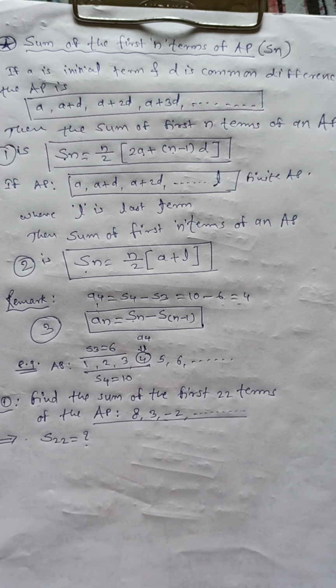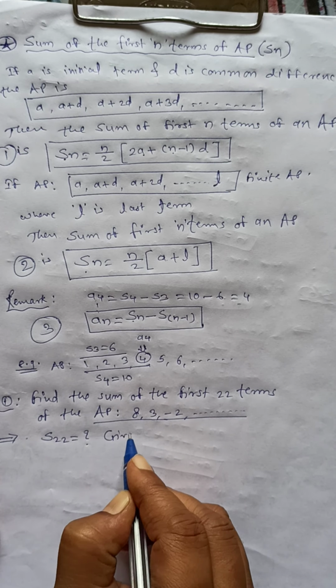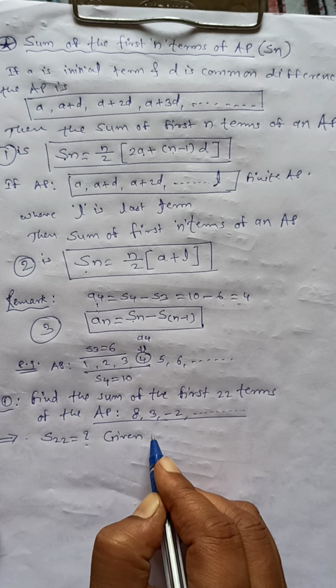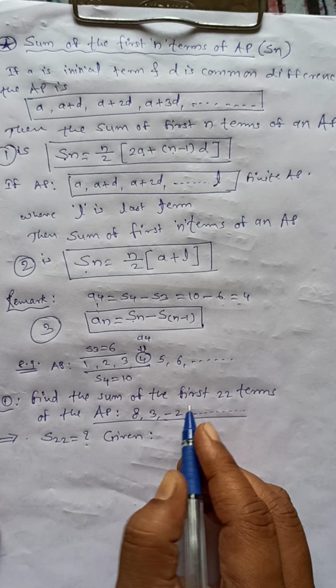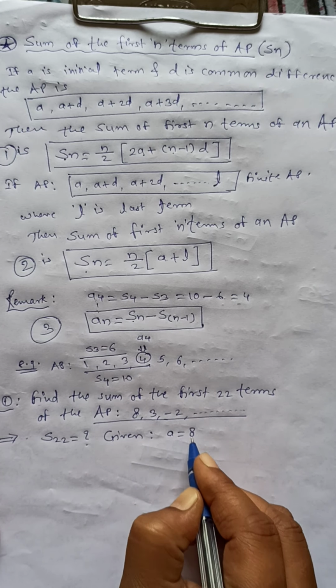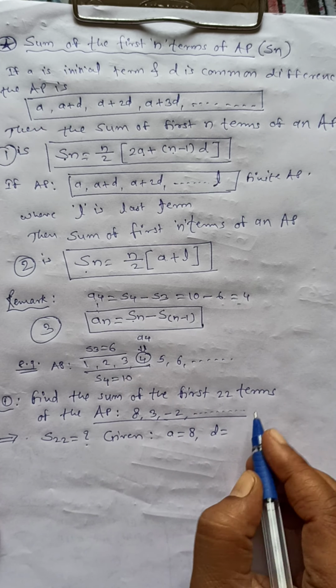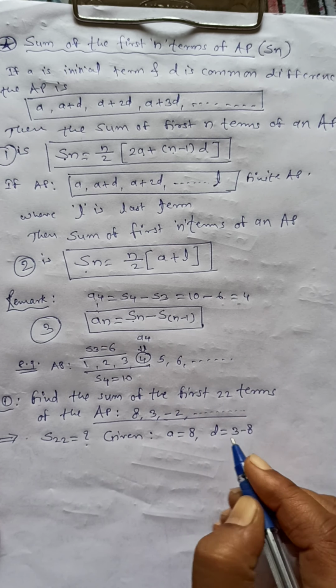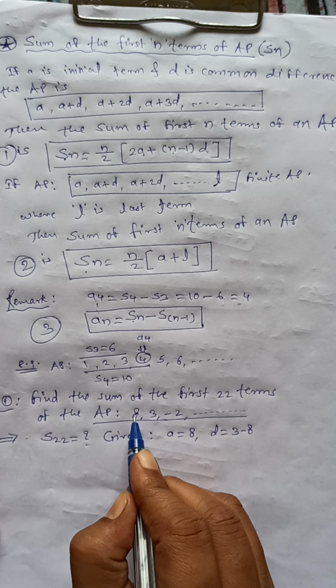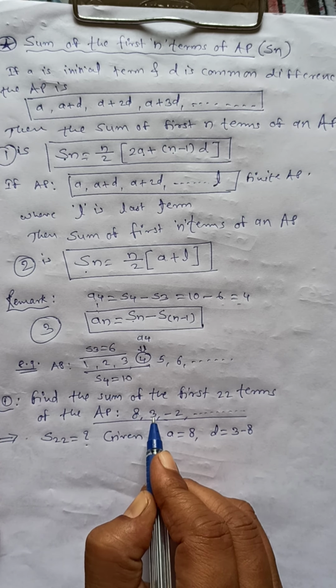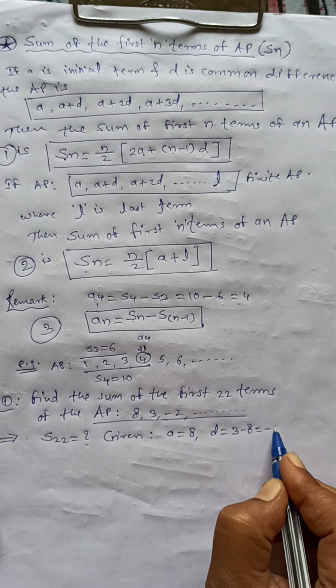So for S22, what are the given things? The AP is given. From the AP, you can get a is equal to 8, common difference d is equal to 3 minus 8. Again I am telling you, 3 minus 8. Don't take 8 minus 3. 3 minus 8 is equal to minus 5.